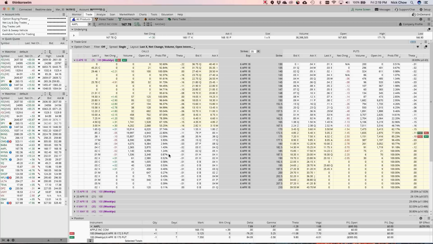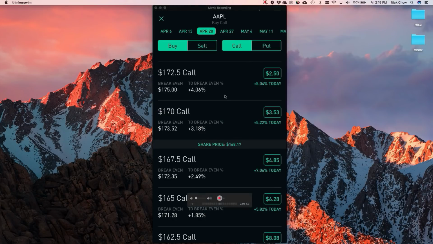As you can see on thinkorswim, it highlights it here. So on the call side, things that are highlighted in yellow are in the money. Things that are highlighted in white are out of the money. So that's a nice visual thing for you to look at when you're looking at Robinhood. You just kind of have to remember the ones below the share price here are in the money. The ones above the share price are out of the money.